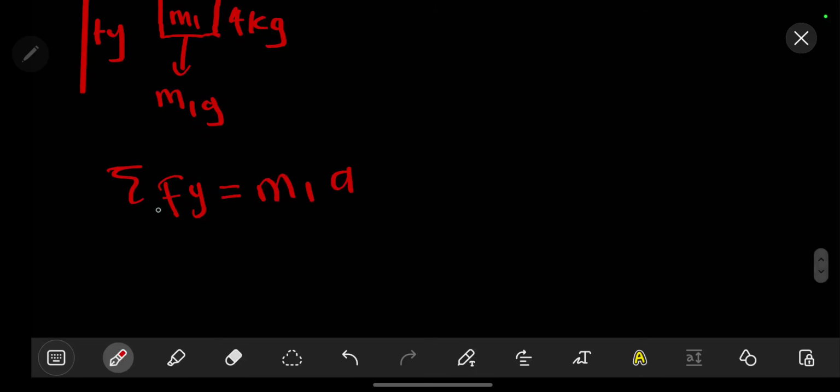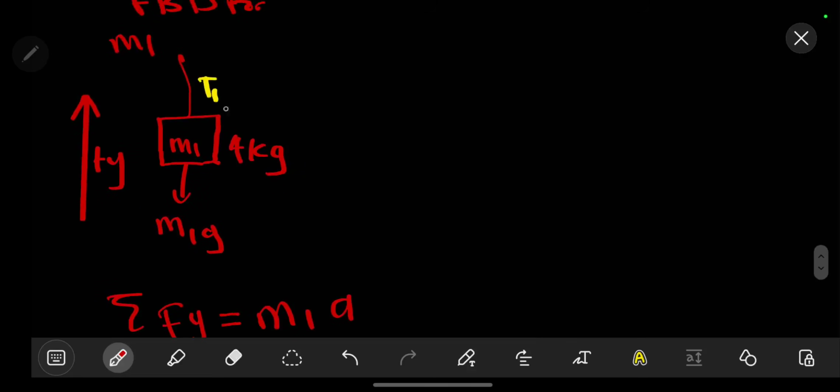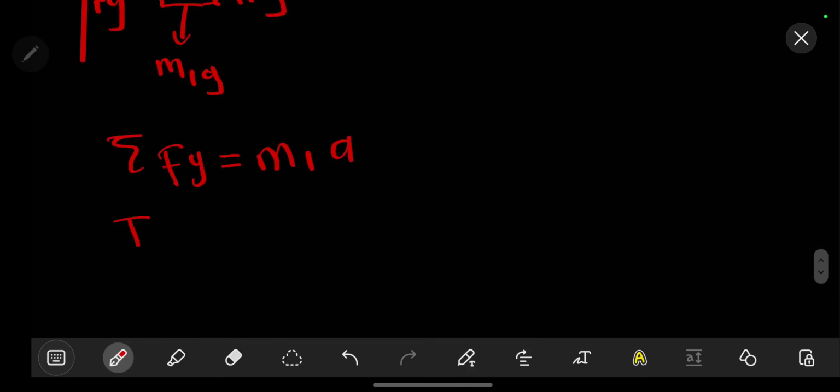Remember what we were doing. In this case, the one that is positive is the tension. So tension positive minus our M1G should be equal to M1A. So we have just written that. This is it for that free body diagram.